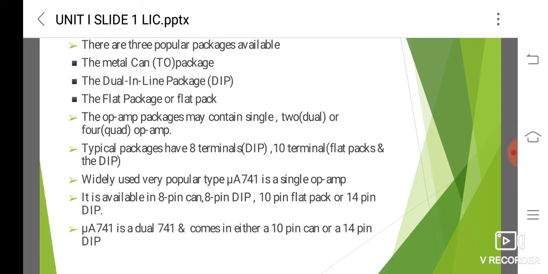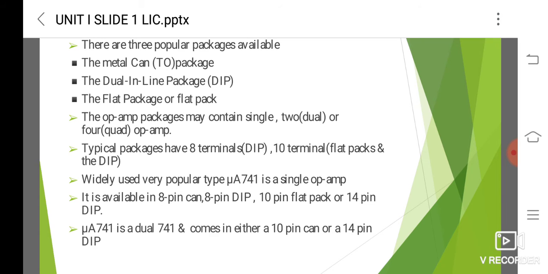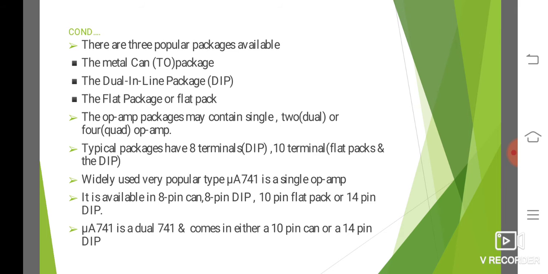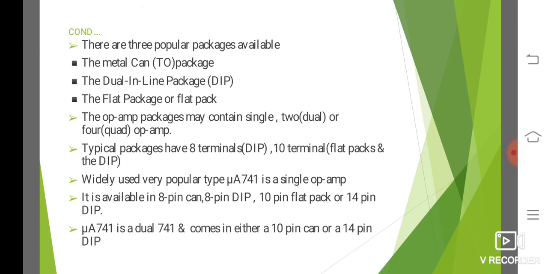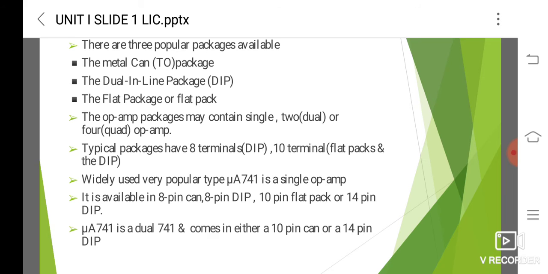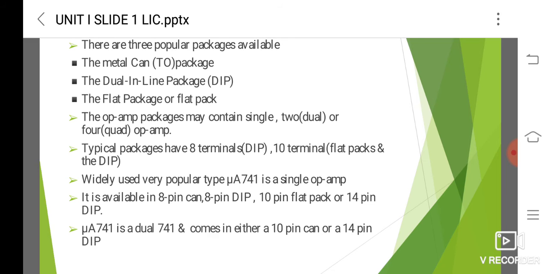It is available in three popular packages, that is metal can package, dual inline package, and flat package or flat pack. The flat packages may also contain single, dual or quad op amps. The packages may have 8 terminals or 10 terminals. The 8 terminal is available in the form of DIP, and the 10 terminal is available in the form of flat packages or DIP packages.